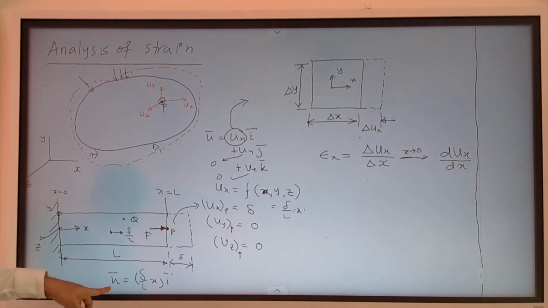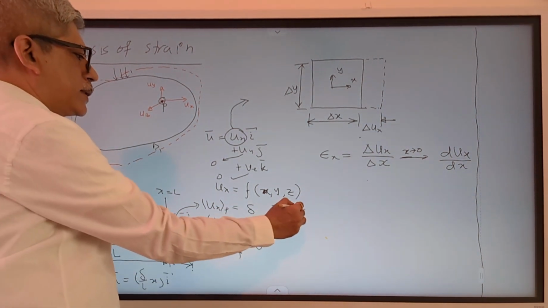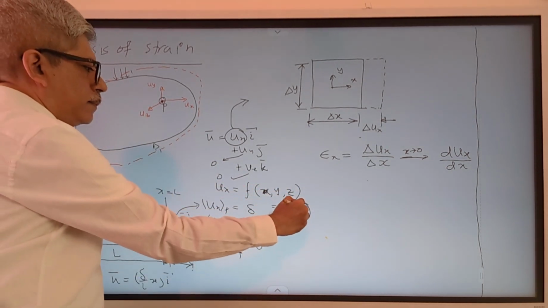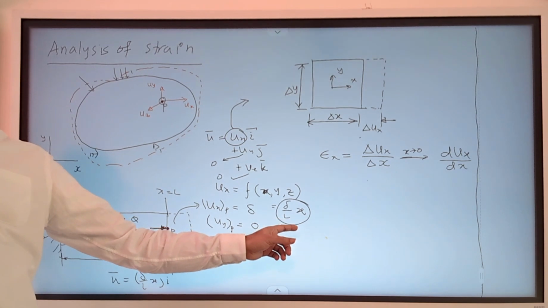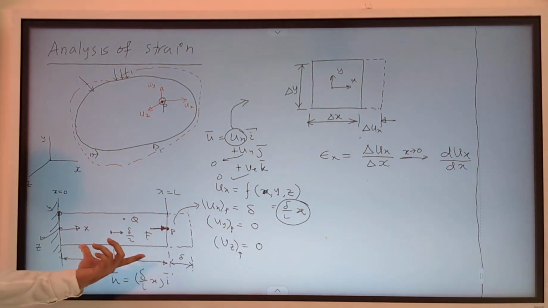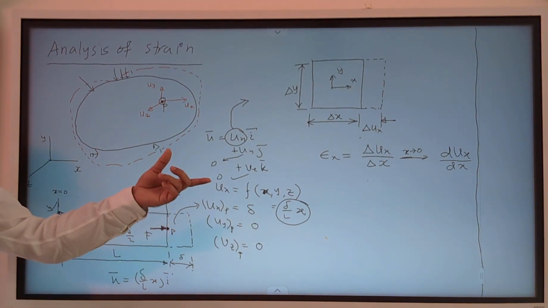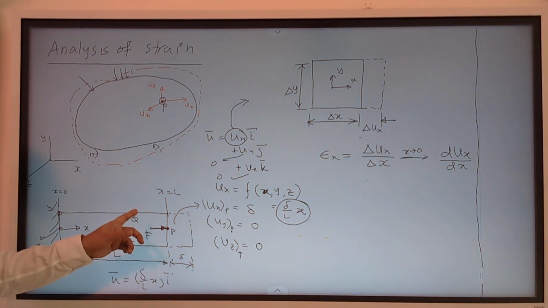So let's try to apply it to this problem. In this case, the displacement field is given as u bar equal to delta by L multiplied by x. So here ux is delta by L multiplied by x. If you differentiate this with respect to x, what do you get? Delta by L. And what is our classical definition for this problem? The strain is the elongation divided by original length, so that is delta by L. And one more thing, this is a constant. That means at any point you calculate the strain, it would be the same.